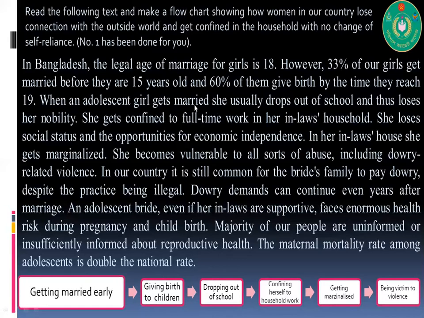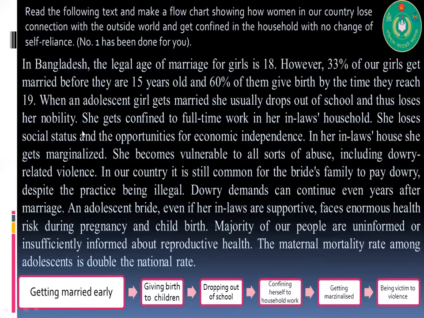So they get married. And then what happened? She usually gives birth by the time she reaches 19. So from that part, I took the point giving birth to children. Then there is a point that she usually drops out of school and thus loses her mobility. So I took that point, and according to the structure, participle phrase, I made it dropping out of school. Then there is another point. She gets confined to full-time work in her in-laws' household. I made it a participle phrase according to the structure given, confining herself to household work.